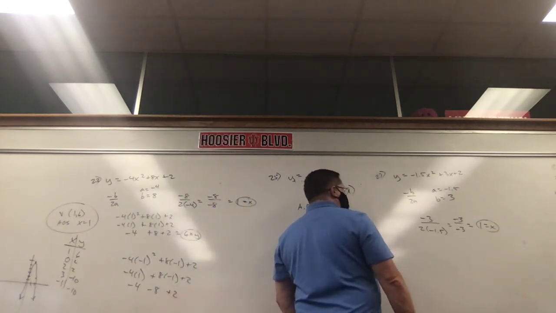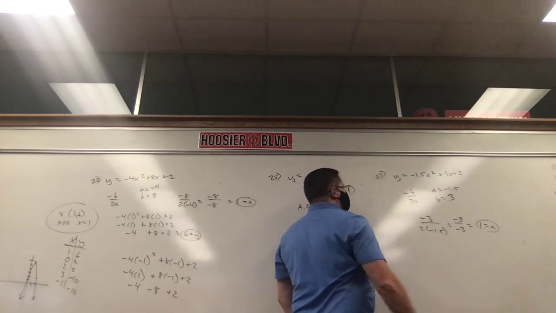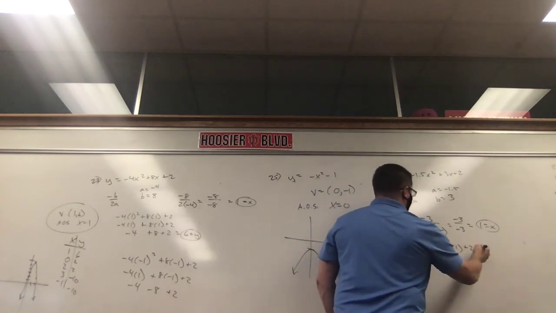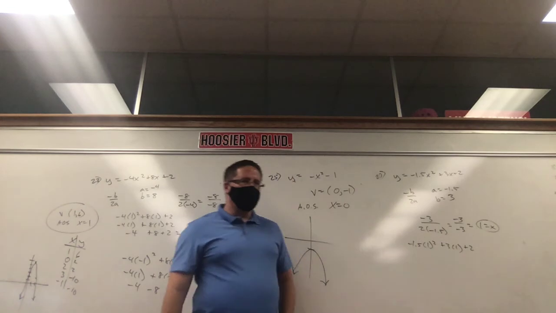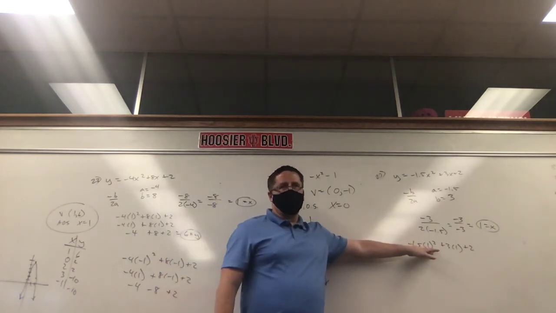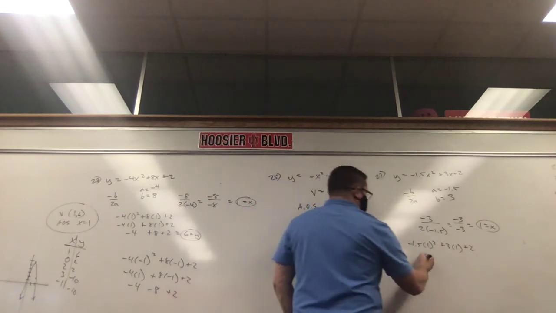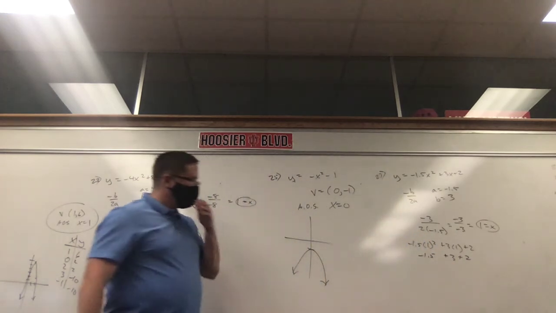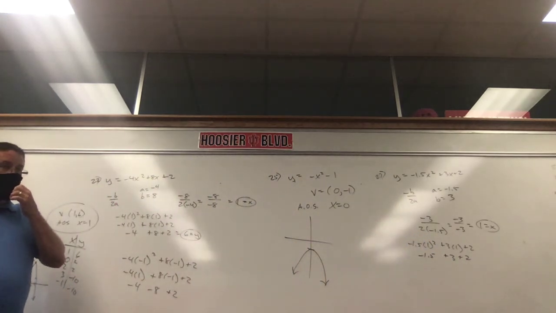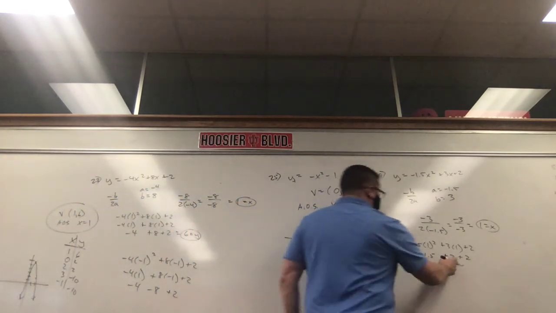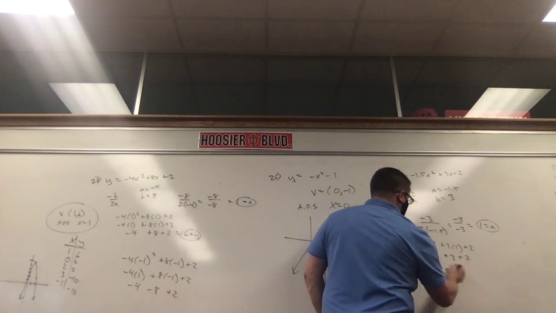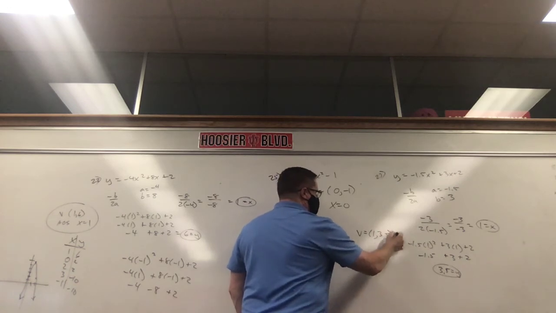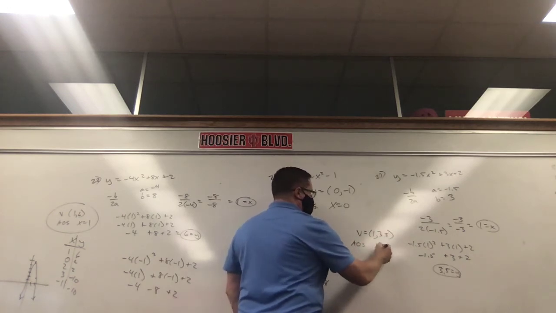Okay, so we've got to find out what our y value is. So we plug in 1 for each x. So negative 1.5 times 1 squared plus 3 times 1 plus 2. I'm going to skip a step on this one. 1 squared, you should be able to do it in your head. It's 1. 1 times negative 1.5 is negative 1.5. 3 times 1 is 3, plus 2. Negative 1.5 plus 3 is positive 1.5. 1.5 plus 2 is 3.5. So our vertex is 1, 3.5. The axis of symmetry is x equals 1.